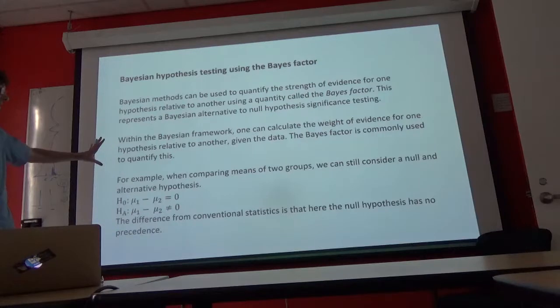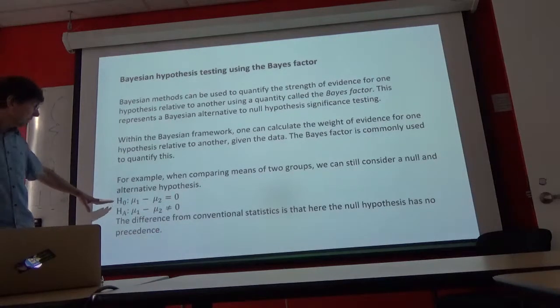Okay, so within the Bayesian framework, one can calculate the weight of evidence for one hypothesis relative to another, given the data. That's the posterior probability. And the Bayes factor can be used to summarize that weight of evidence. So for example, here's our two-sample t-test scenario. We have two groups, and we want to know whether the mean difference between them is 0 or not.